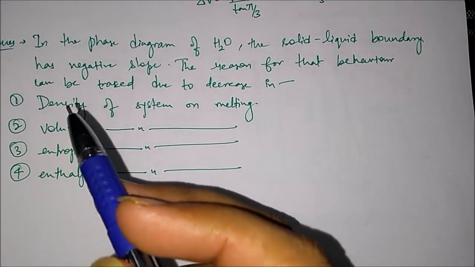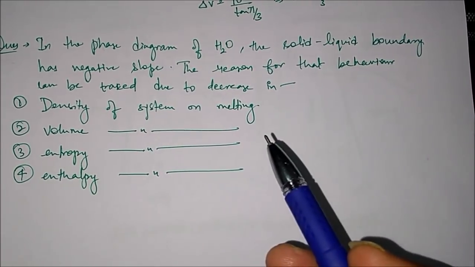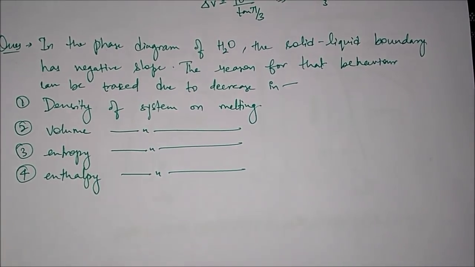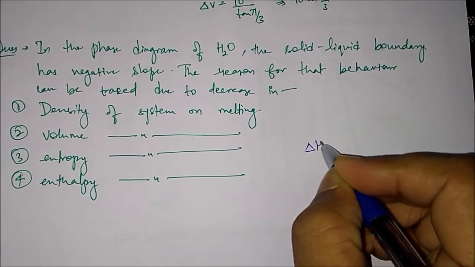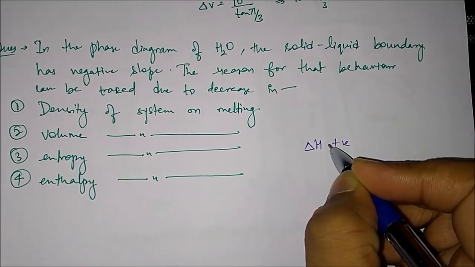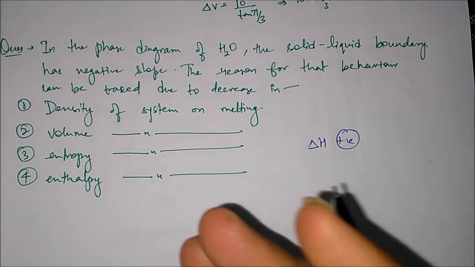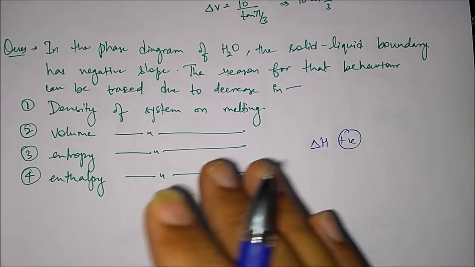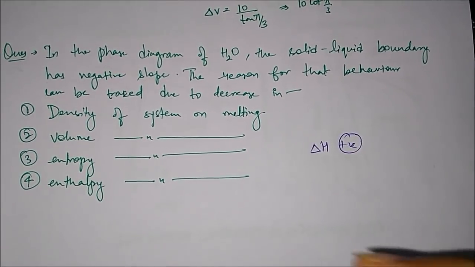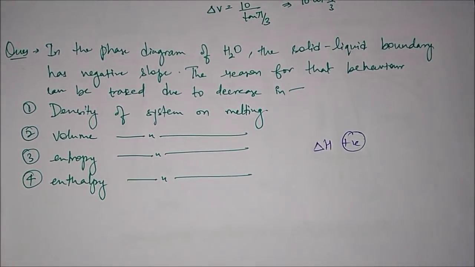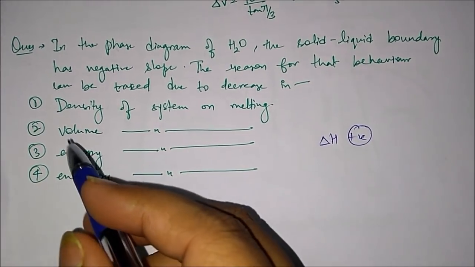All right. So the question's options are: the density of the system is decreasing on melting, or the volume of the system is decreasing on melting, or the entropy is decreasing, or the enthalpy is decreasing. Now I have already told you that on any curve delta H is always positive. That means delta H always increases. Now talking about entropy, what will happen when something converts from solid to liquid? The randomness will increase, it can have more movement now. So on melting, entropy also increases. All right, so this doesn't decrease.